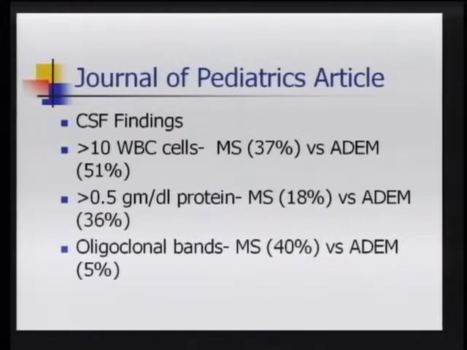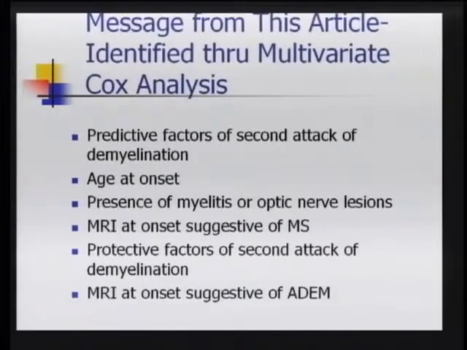Oligoclonal bands are positive in about 40% of patients who have pediatric MS, and that's very helpful in terms of us predicting for the families whether a patient might be at risk for going on to develop pediatric MS.